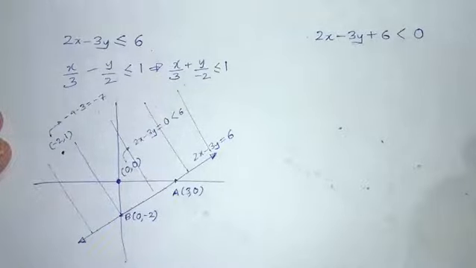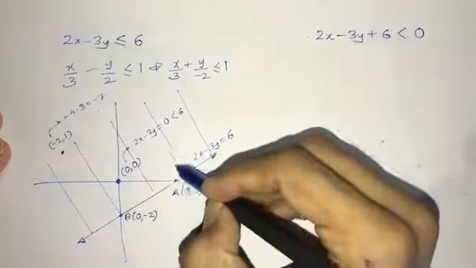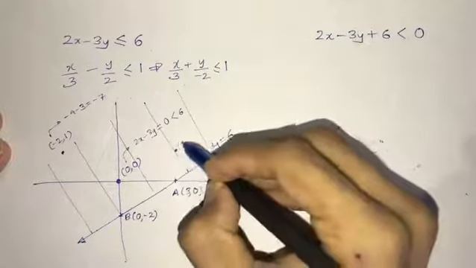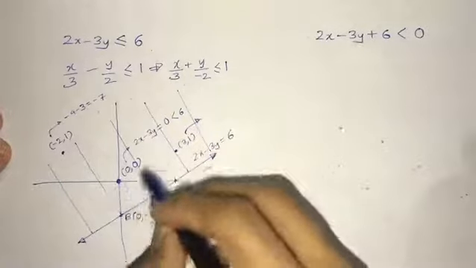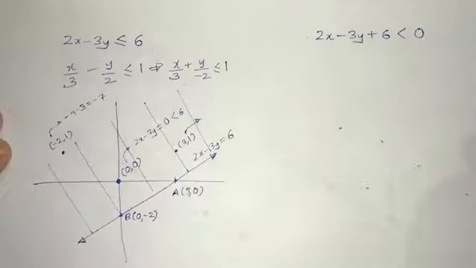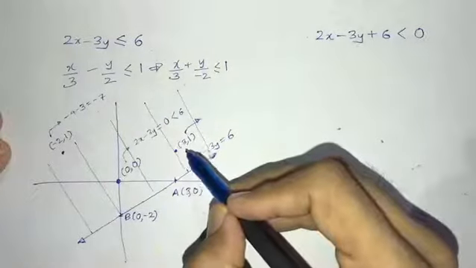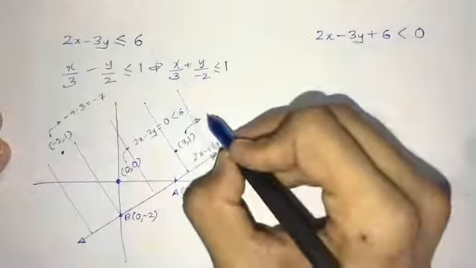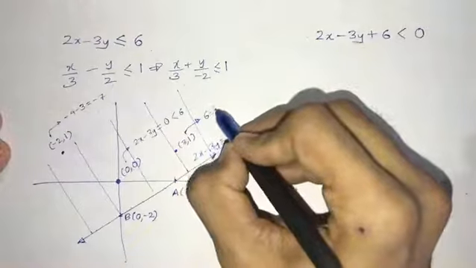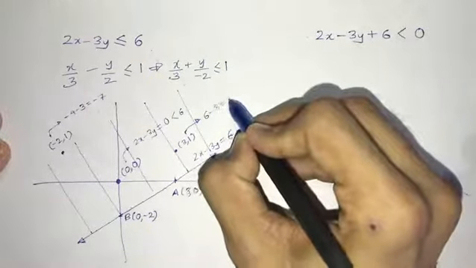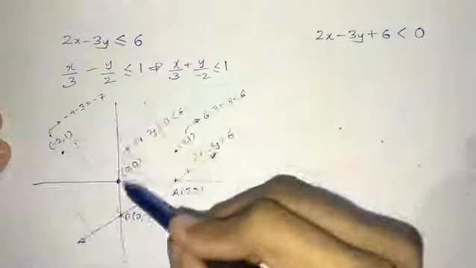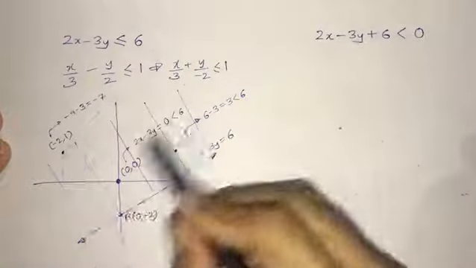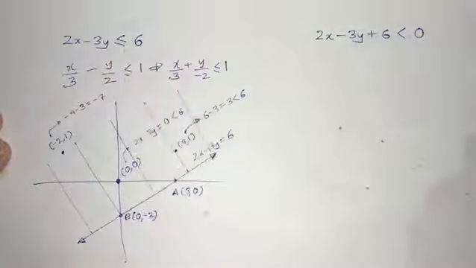Anywhere around you can take a point. You can take a point here, 3 comma 1. It is not needed in the solution. Only the origin is sufficient to identify the region. It is not needed, but still I'm verifying with 3 comma 1. So when I put 3 comma 1, I get 6 minus 3, which is 3, less than 6. So all the points here, infinite, all of them will satisfy 2x minus 3y less than 6.